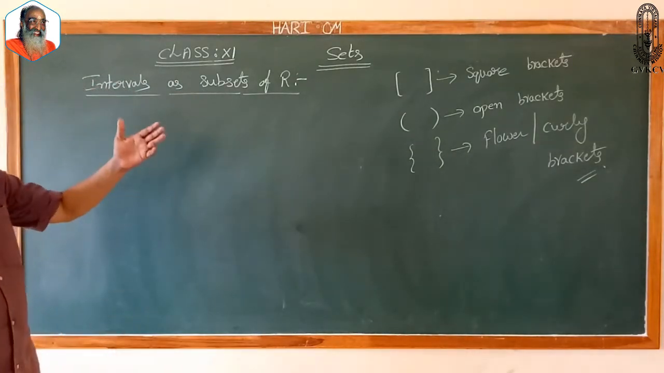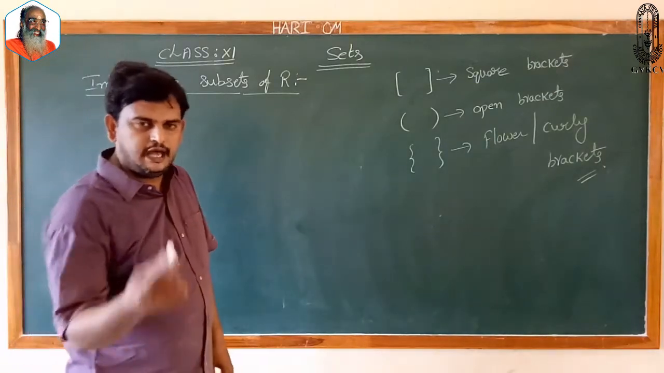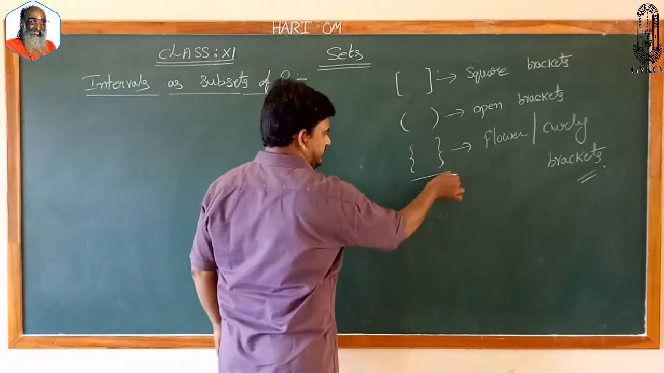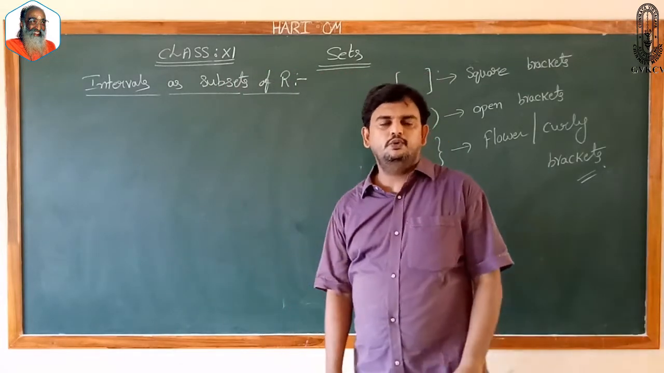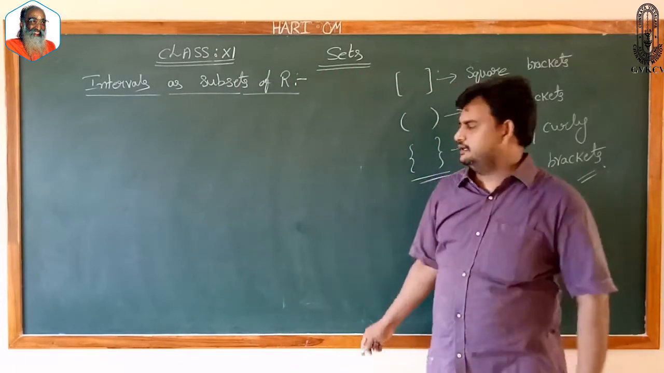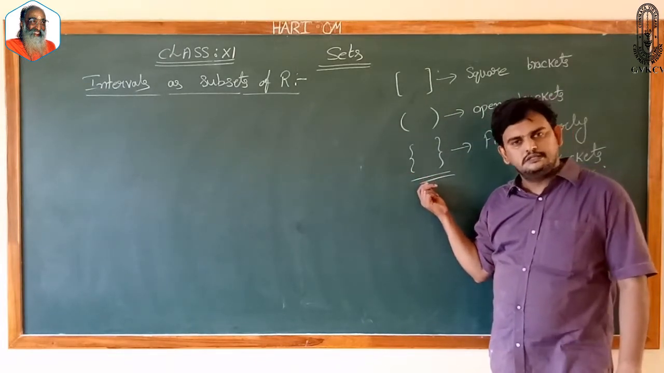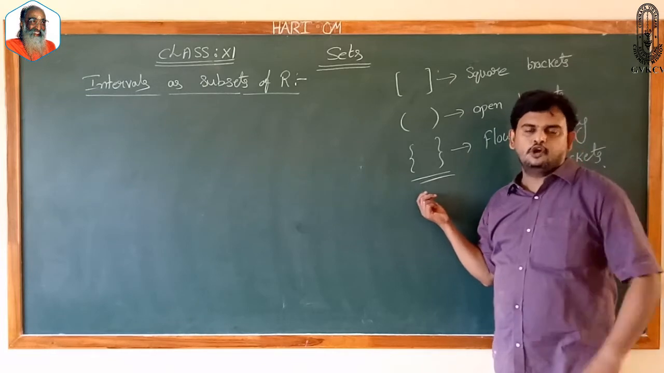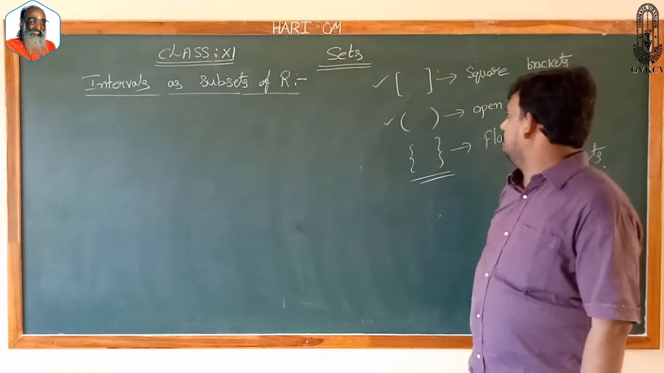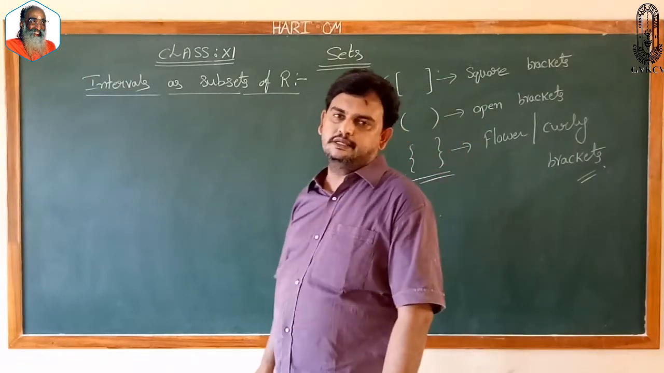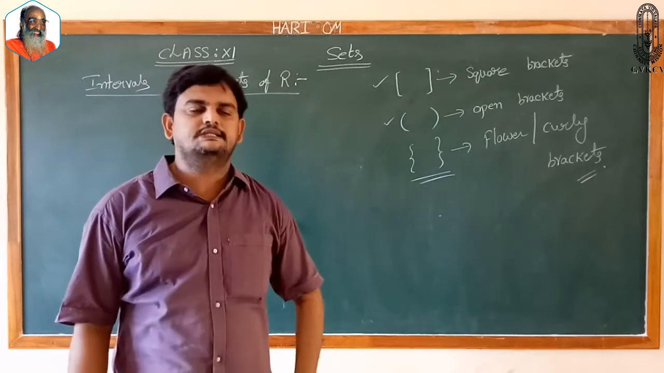Now one bracket gives us one piece of information. As we know, flower brackets are nothing but sets. When you give certain objects within the flower brackets, that representation is known as what? Sets. That is our present concept. Now, what about these two brackets, square brackets and open brackets? What do they give us?